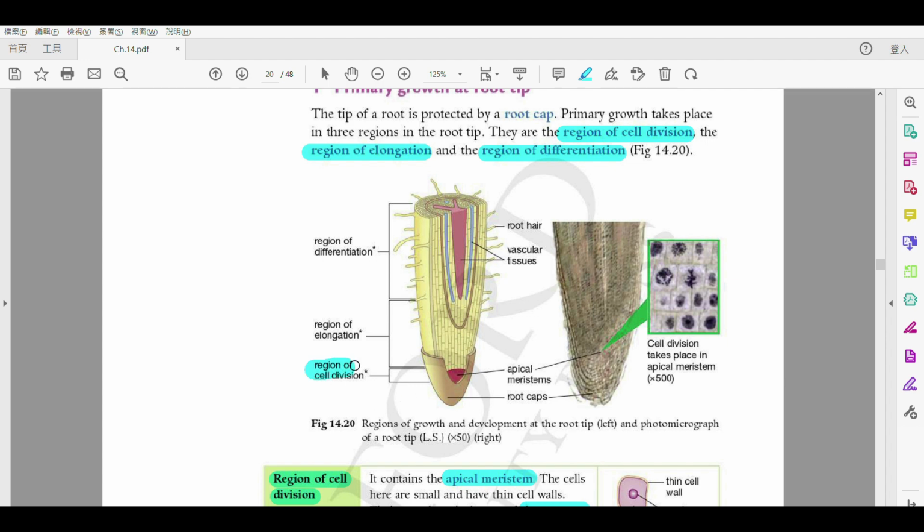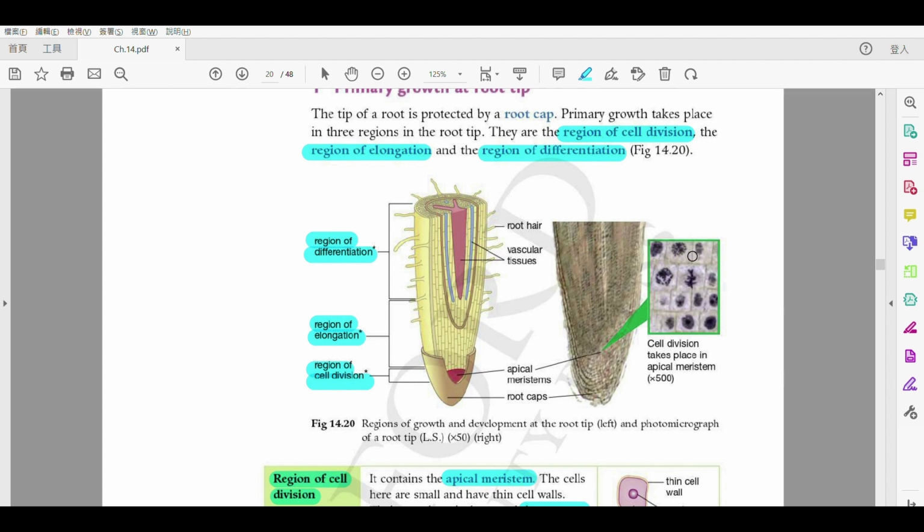So this time you will see the cell division part is at the lowest region. And then keep on going up. Now is the region of elongation. They're elongating. They're getting some features of the plant cell. And when they keep on going upper, they will start going to the region of differentiation. Their cell wall becomes thicker, stronger, and they have a large central vacuole. They are now ready to be specialized into different types of cells.